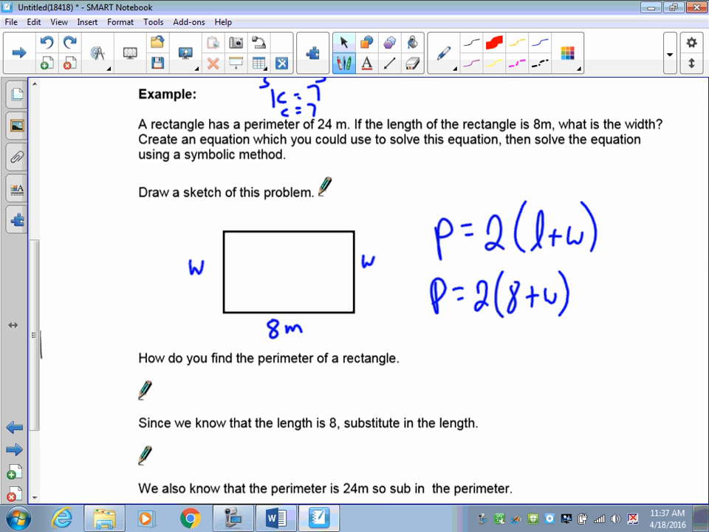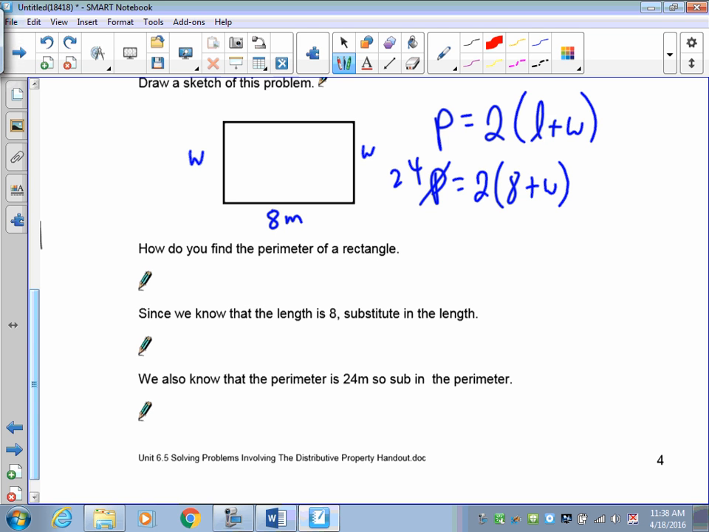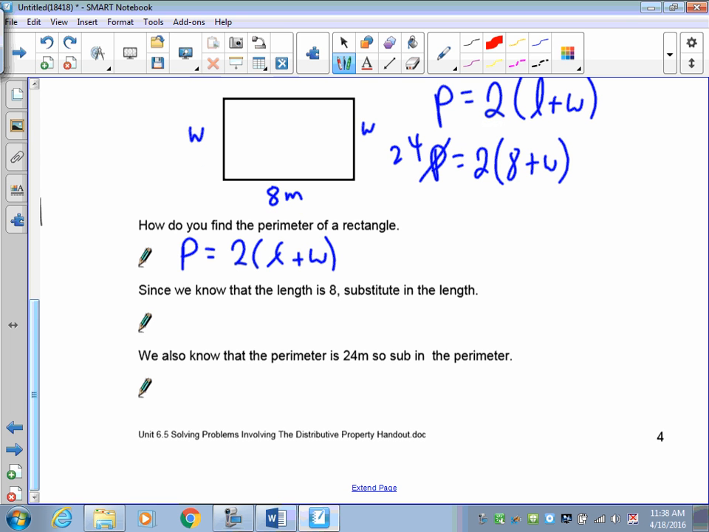Now it tells us what the perimeter is here, and says that P is 24. So now we have even more information. Let's go back and just put some simple stuff in here. Perimeter is equal to 2 times length plus width. All right. Since we know the length is 8, we substitute in the length. So P is equal to 2 times (8 plus W). And we know the perimeter is 24, so now we can sub in the perimeter: 24 is equal to 2 times (8 plus W). Okay, I tried to lead you through the steps.